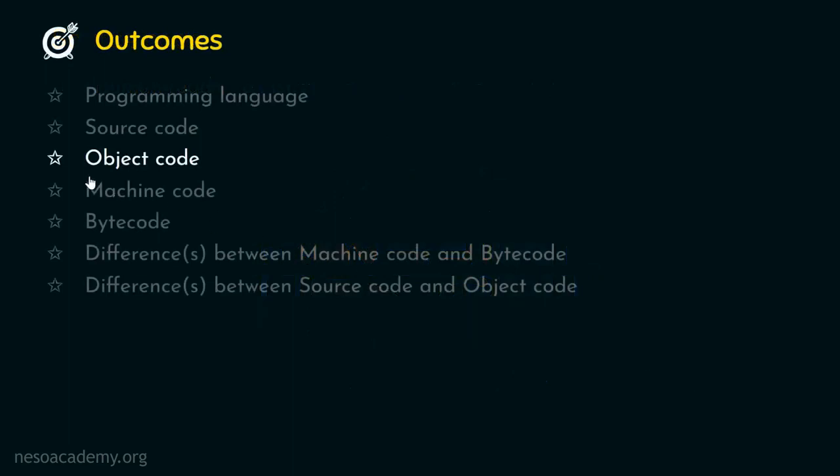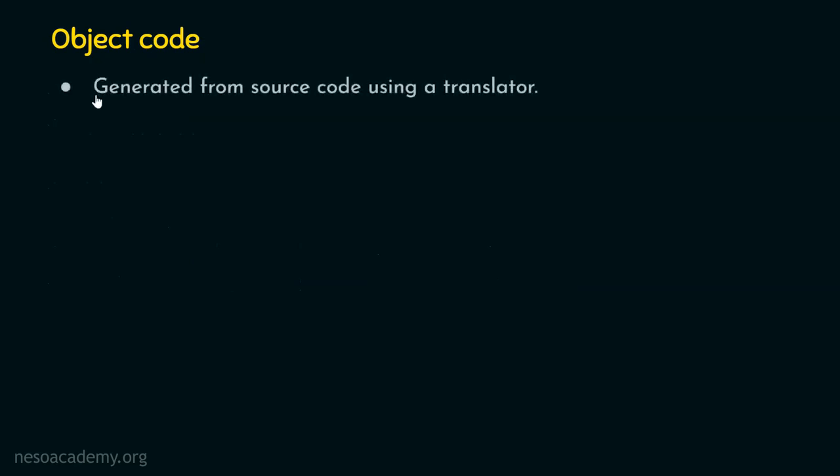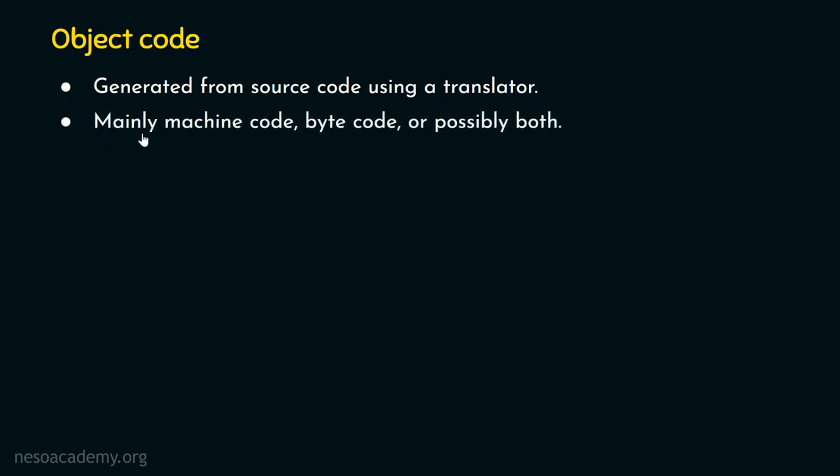Now let's see what exactly is an object code. An object code is a code which is generated from the source code using a translator software. Basically, a source code is fed as an input to a translator software which produces an object code as its output. An object code mainly consists of machine code, bytecode, or possibly both. The object code contains a sequence of instructions that the machine can understand, but that is difficult for a human to read or modify.